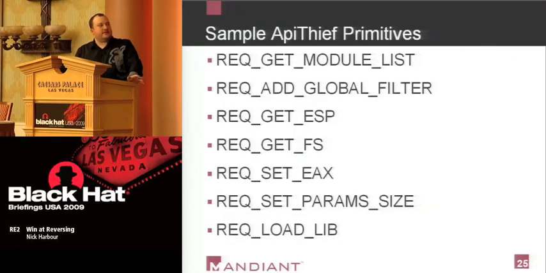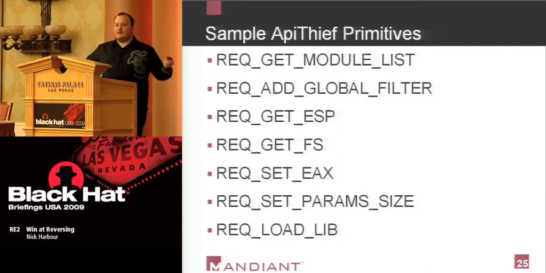Yeah, so you can get an idea of some of the things you can do. You can get a module list straight from there. You can get the value of ESP when the function was called. That's how we're going to look up the function parameters. You can get the FS register. You guys know all the things you can do with the FS register in Windows. It's an important component. You can set the EAX register.